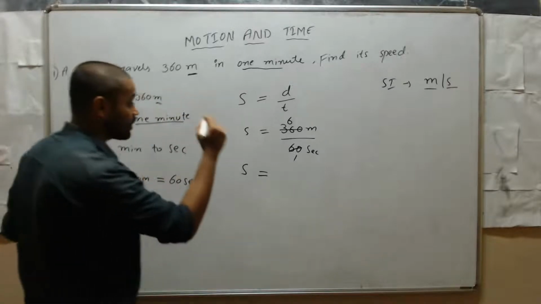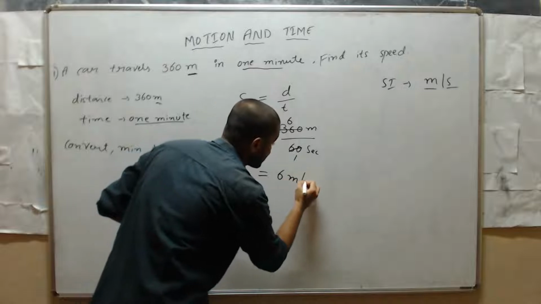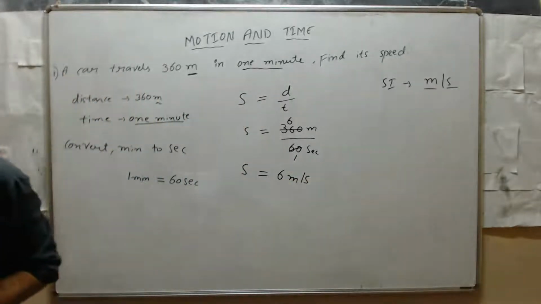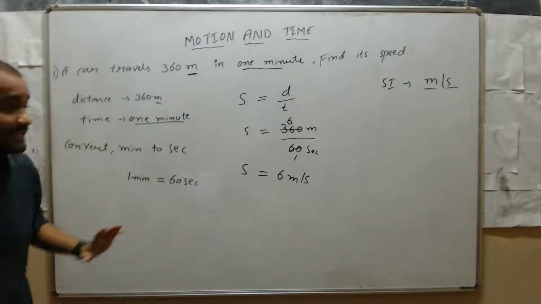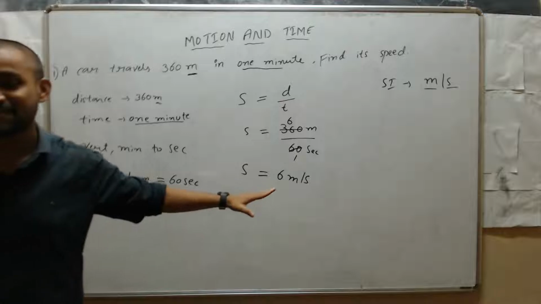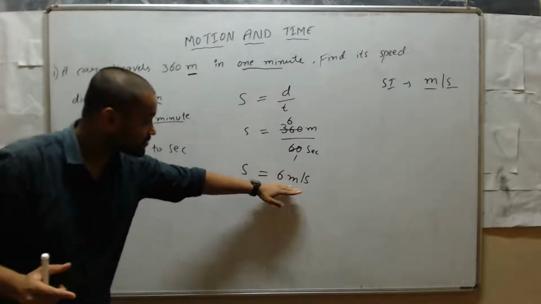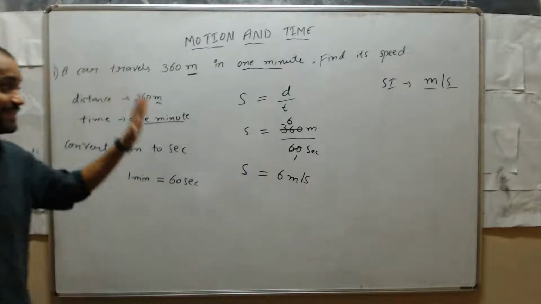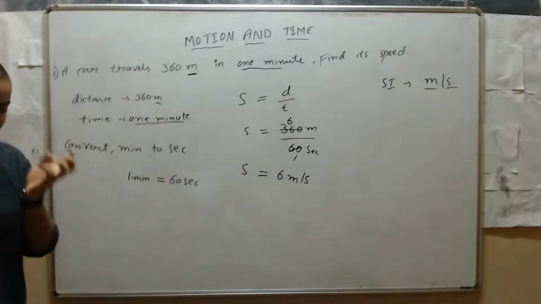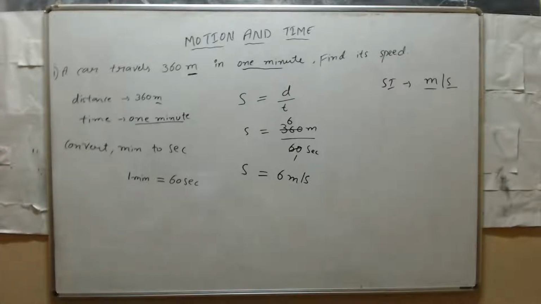You have to indicate the SI units. That is 6 meter per second. Speed is 6 meter per second. You have to label the SI units. Take a screenshot and move to the next question. The answer will be 6 meter per second. And the second question we have.